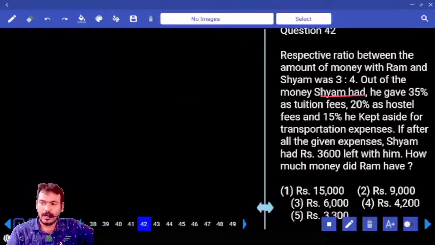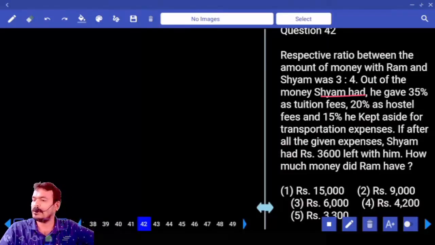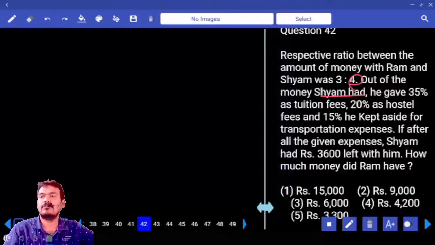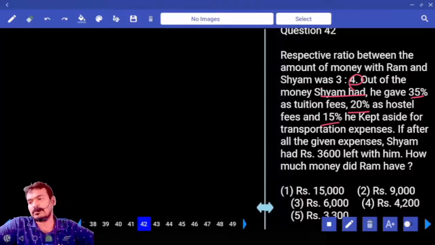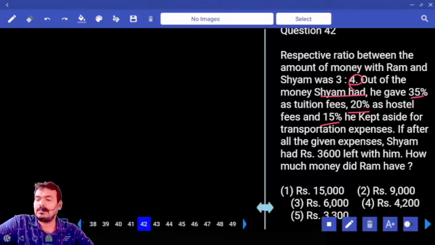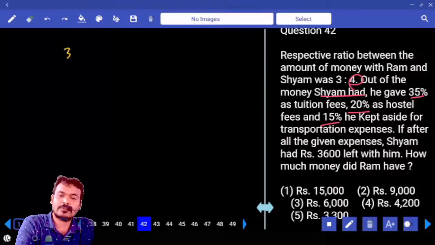Suppose we treat Sham's share as 100%. Sham is how many parts? 4 parts. Suppose those 4 parts are considered 100%. Out of the 100%, first 35 is completed, second 20, third 15. How much percent is completed? 70%. What is remaining? 30%.